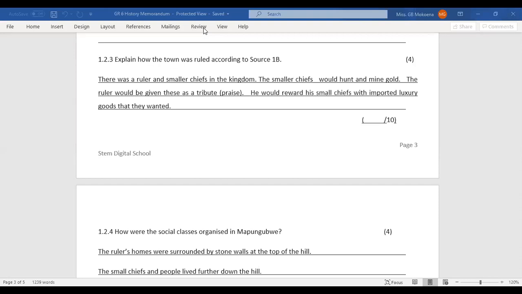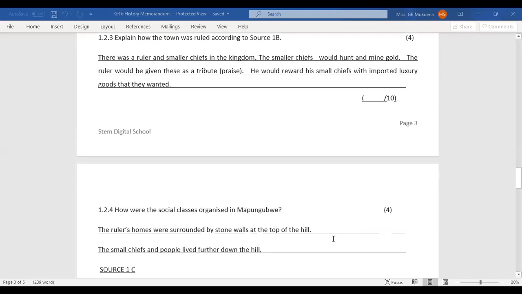Ma'am, I wanted to answer 1.2.4. Oh, okay. Wait, let me read the question aloud. Okay, 1.2.4. How were the social classes organized in Mapungubwe? Yes, ma'am.